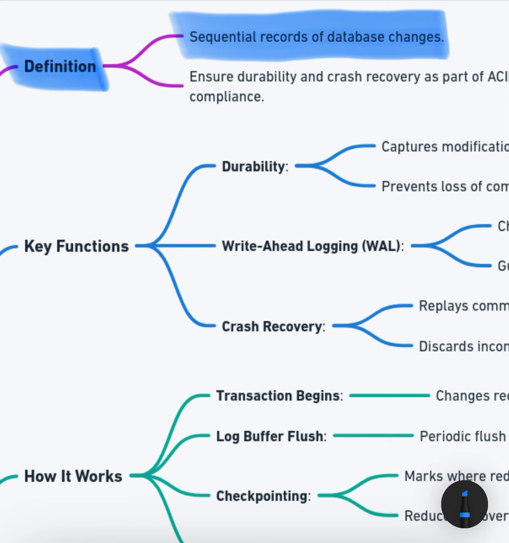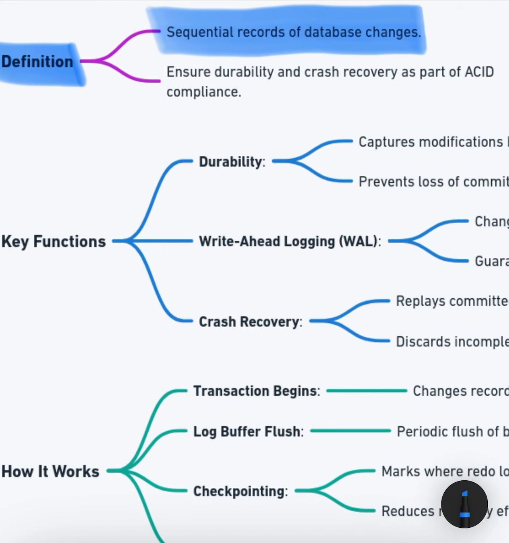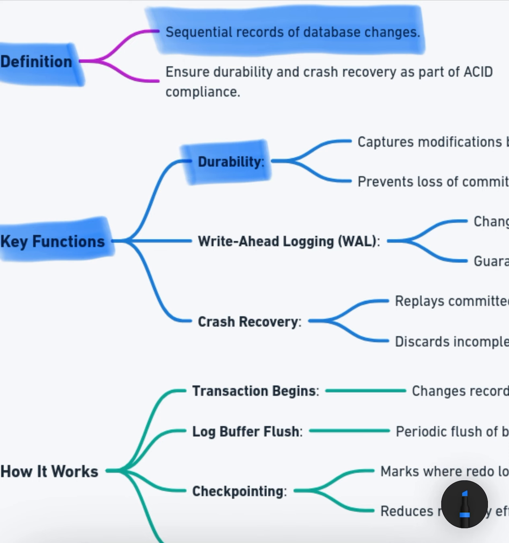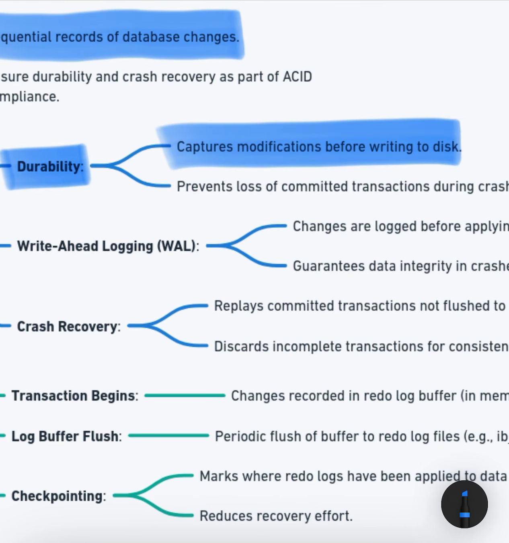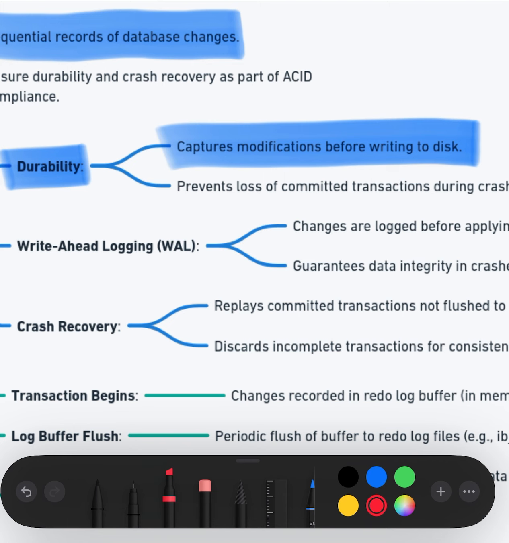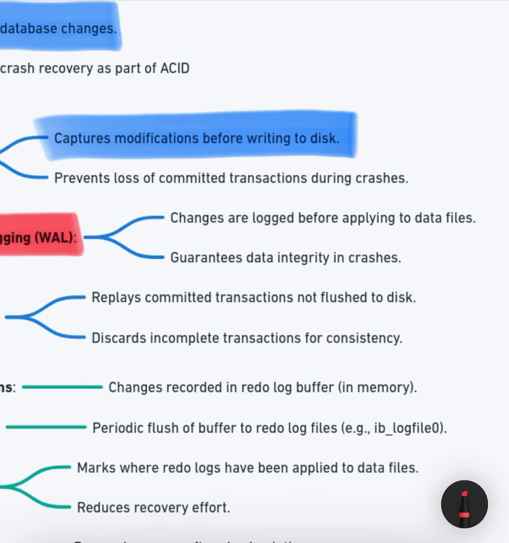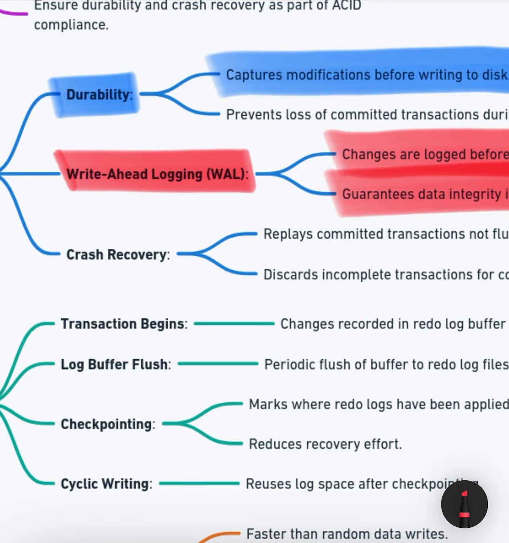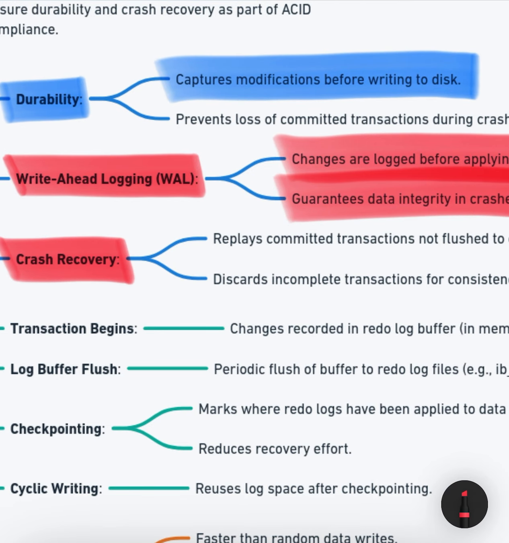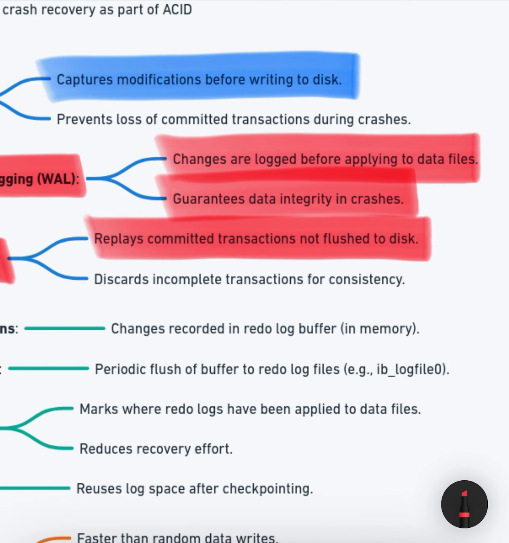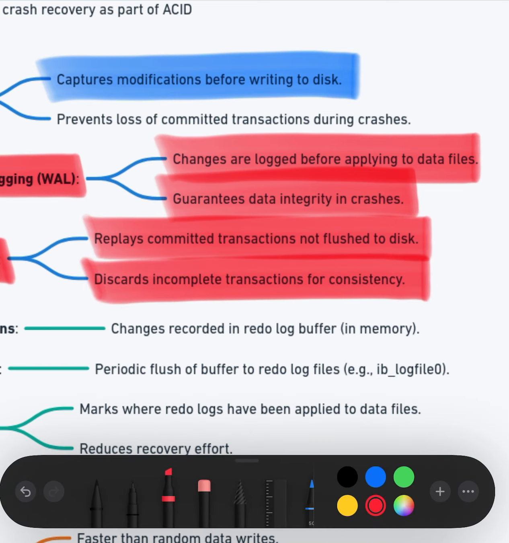2. Key functions of redo logs. Durability. Before any changes reach the disk, redo logs capture them. This ensures that even if a crash happens, the database can recover without losing committed transactions. Write-ahead logging. Changes are written to redo logs before they are applied to the actual data files. This guarantees data integrity by always having a record of committed transactions. Crash recovery. When the database restarts after a crash, InnoDB uses redo logs to replay committed transactions that weren't flushed to disk, discard incomplete transactions, maintaining a consistent state.